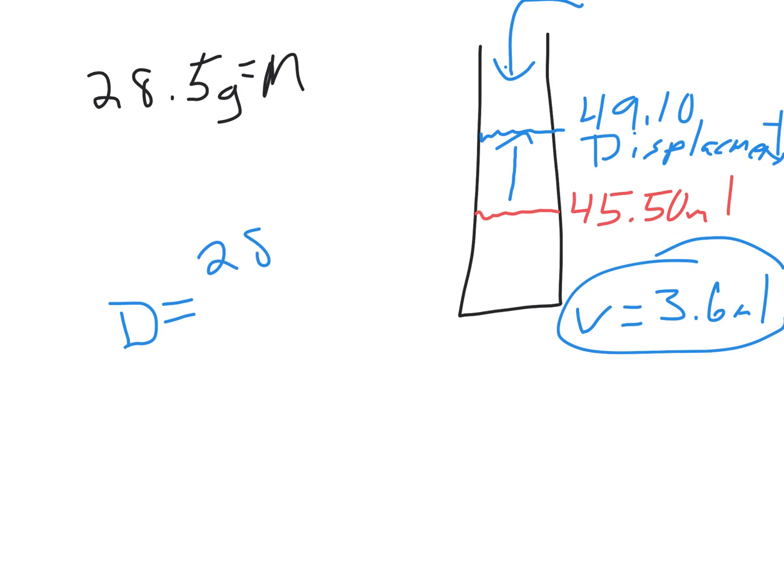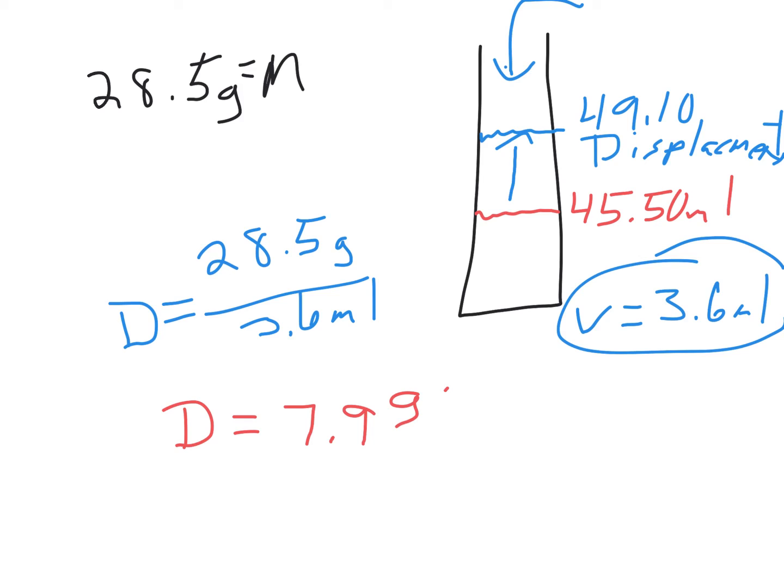So that density is 28.5 grams. You're going to divide by the 3.6 milliliters. Okay, so now 28.5 divided by 3.6. What's my density? Very good. And that's it. Okay. And this is called displacement.